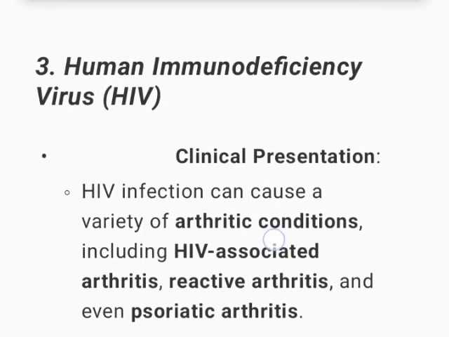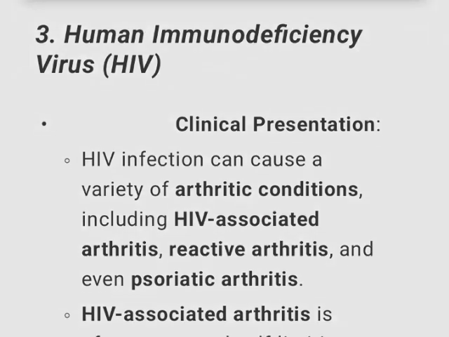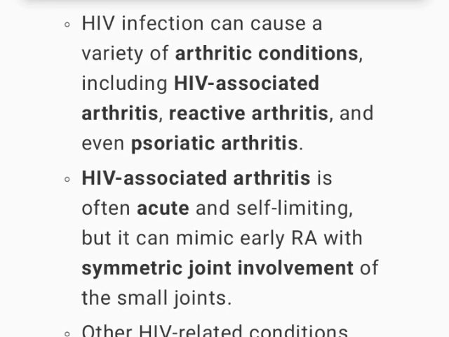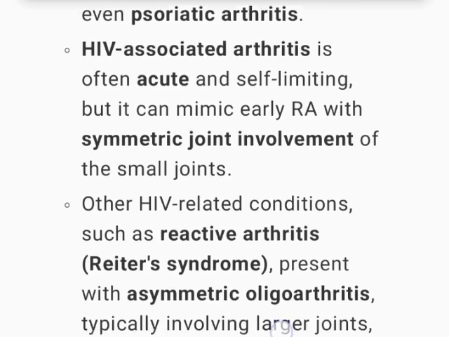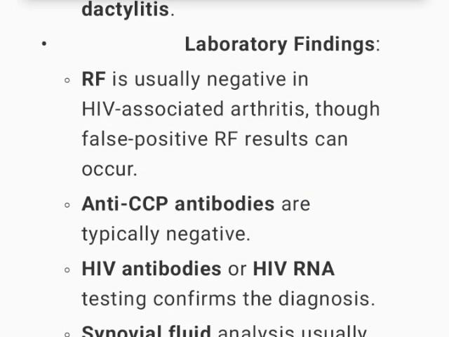3. Human immunodeficiency virus, HIV. Clinical presentation. HIV infection can cause a variety of arthritic conditions, including HIV-associated arthritis, reactive arthritis, and even psoriatic arthritis. HIV-associated arthritis is often acute and self-limiting, but it can mimic early RA with symmetric joint involvement of the small joints. Other HIV-related conditions, such as reactive arthritis, Reiter's syndrome, present with asymmetric oligoarthritis, typically involving larger joints, often along with enthesitis and dactylitis.